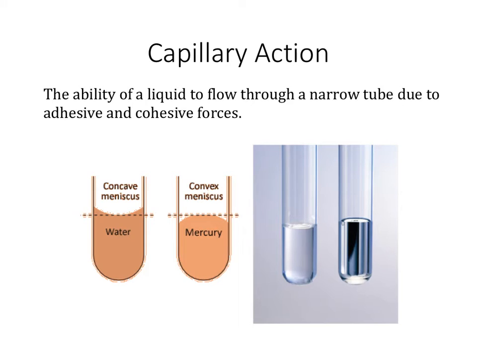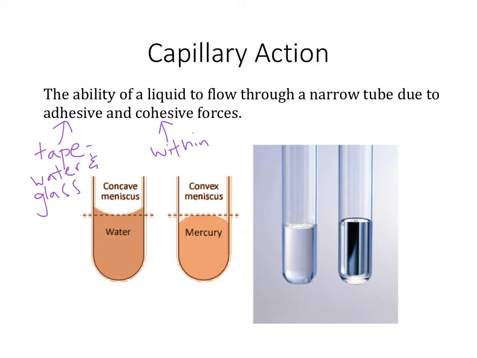The next property we have is capillary action. That's the ability of a liquid to flow through a narrow tube due to adhesive and cohesive forces. Okay, so adhesive. Think about adhesive tape. That's sticking one thing to another thing. So, for example, water attracted to a glass tube. And then cohesive forces, that's forces that are within. So that's water attracted to another water molecule, for example.